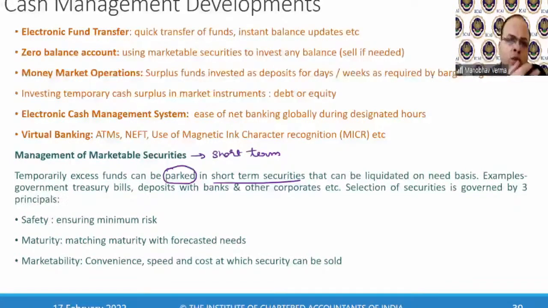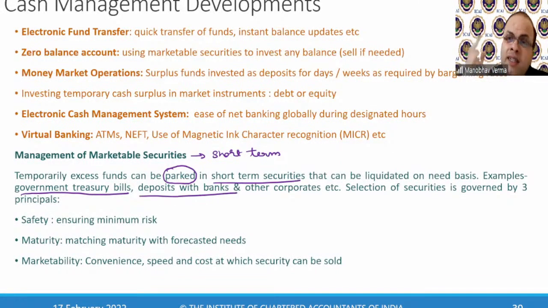Negligible risk, because we generally include marketable securities with a maturity of 3 months or less in cash and cash equivalents. The idea is that you don't want to lose money. We are just temporarily investing in some risk-free investment. So generally we are talking about government treasury bills, where there is no risk, or probably a short-term deposit with the banks.